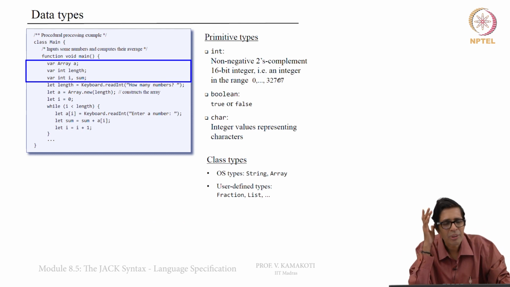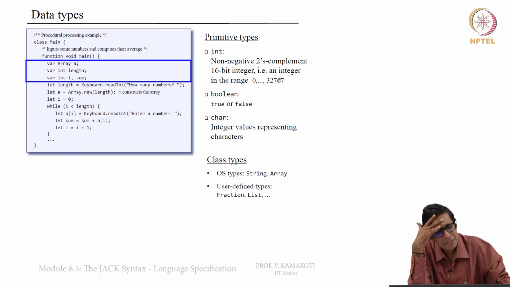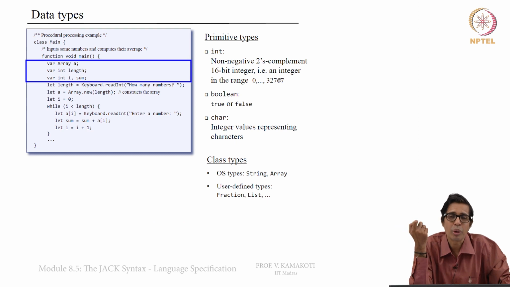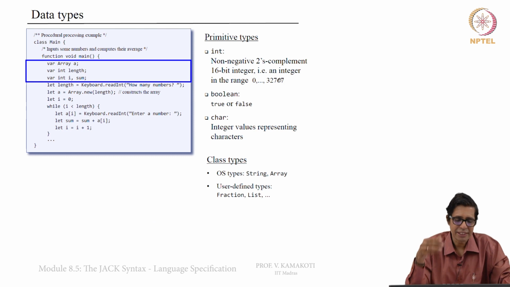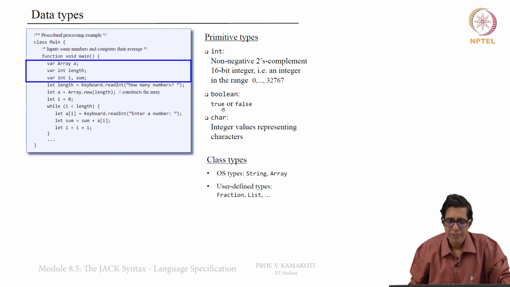So, I take you back to the module where I taught you about 2's complement arithmetic, wherein both addition and subtraction are treated as addition. So, that is the interpretation of this. And you could have boolean, which is a primitive type. Instead of int here, I could have boolean, which is true or false. I could have char, which is integer values representing characters, again 16-bit values.